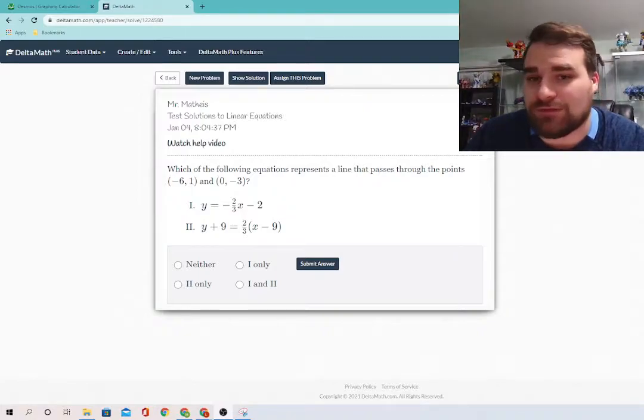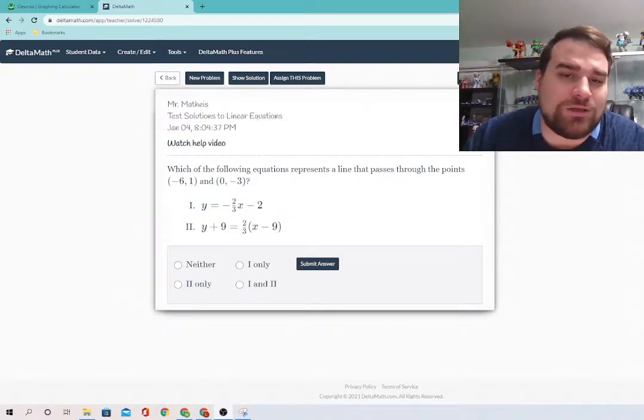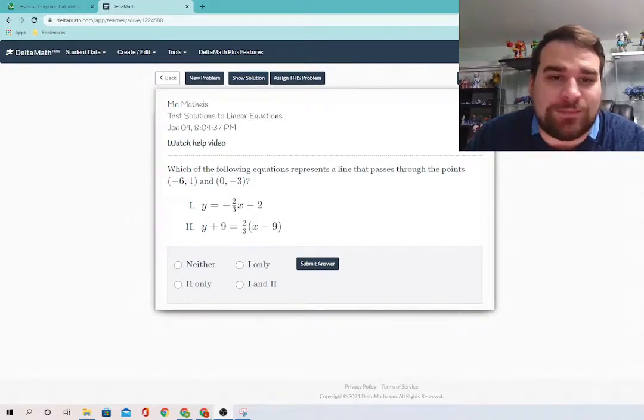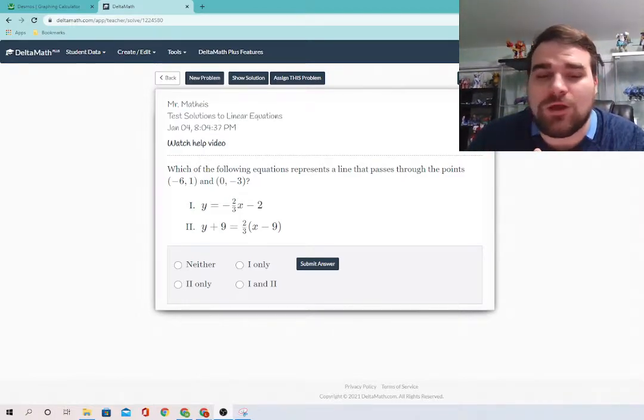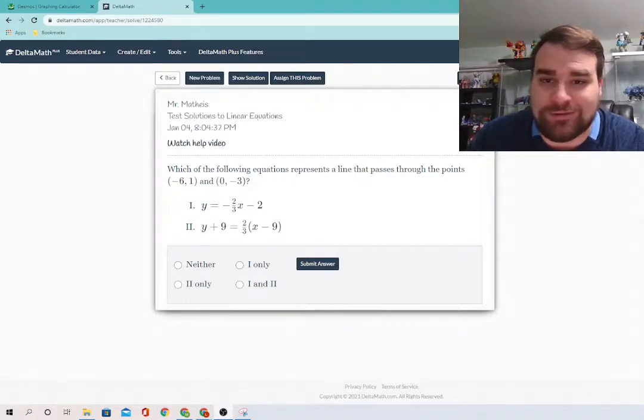That's a graphing software. So the question here says, which of the following equations represents a line that passes through (-6, 1) and (0, -3)? And then it gives us two options, line 1 and line 2. And it wants us to say if both of those lines, neither of those lines, or just one of those two lines, or which one of those lines, passes through the given points.